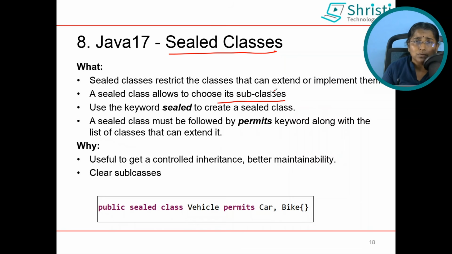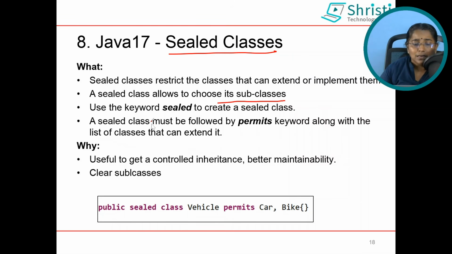I don't want all the classes to extend my class. So what can I do? If I make it final, none of the classes can extend it. If I don't use final, all the classes will extend it. What I need is to pick and choose certain classes and allow only them to extend my class. For that, we can go in for sealed classes. Sealed classes choose the subclasses that can extend them.